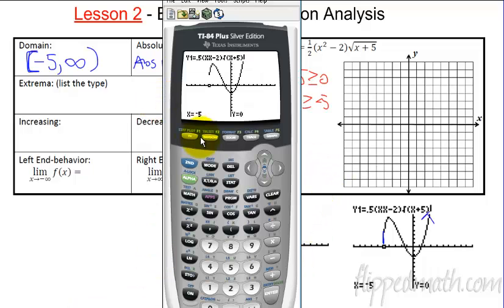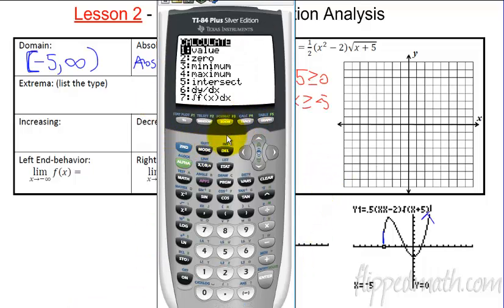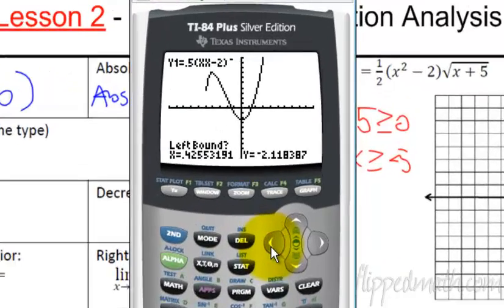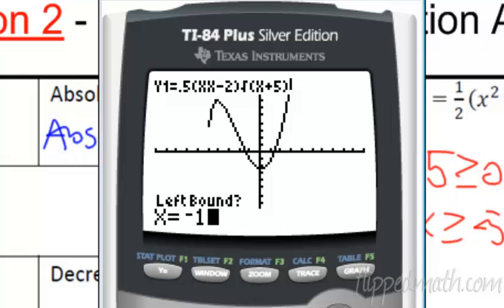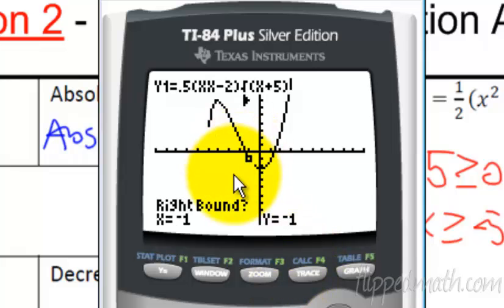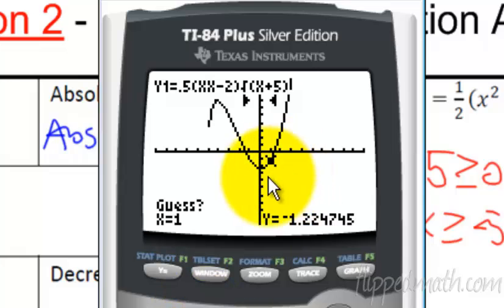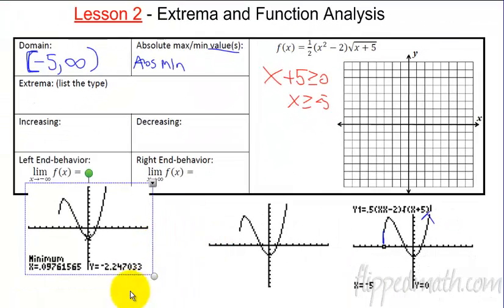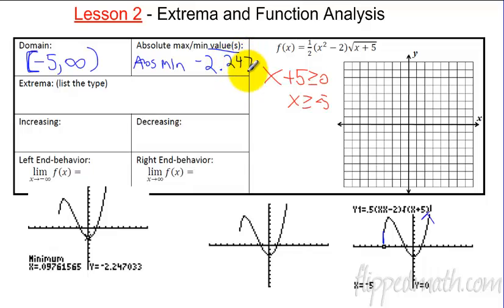So let's see. Second, calculate. The minimum is option number 3, and then I go left boundary. Now what I like to do is just hit negative 1. If I hit negative 1, hit enter, that'll give me my left boundary there. Go over here, just instead of scrolling right, I could just hit the number 1, and that sets my right boundary there. Hit enter, and my minimum value is negative 2.2. So absolute min at negative 2.24, let's go 3 decimals to be safe, 247.